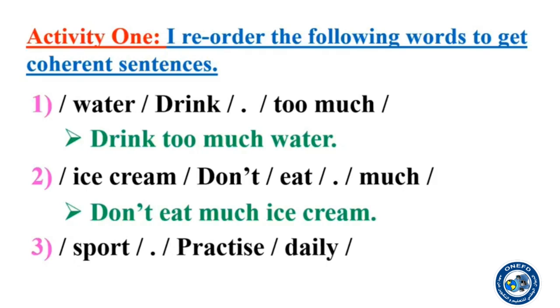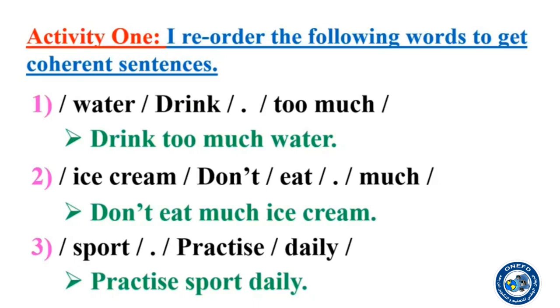Number 3, sport, full stop, practice daily. As you know, practicing sport is a very good habit. So you should practice sport. So this sentence is in the affirmative form because there isn't the expression don't or do not. So this sentence must start with a verb. Where is the verb in this sentence? Of course, it is practice. So practice what? Practice sport. So this sentence looks like practice sport daily.